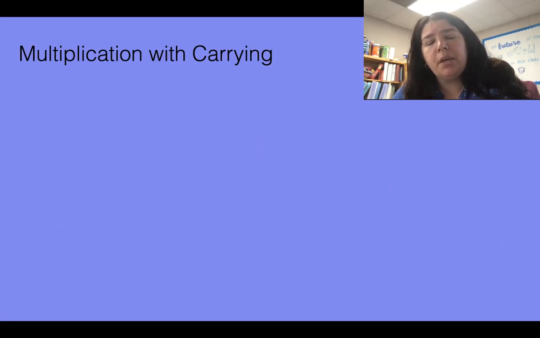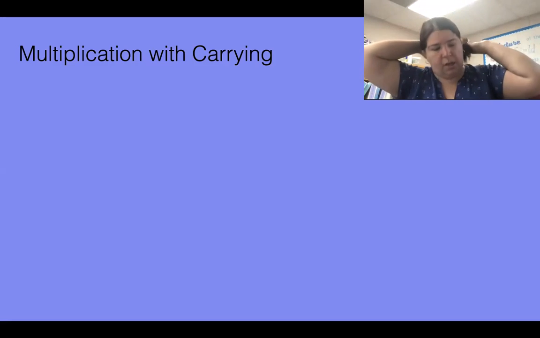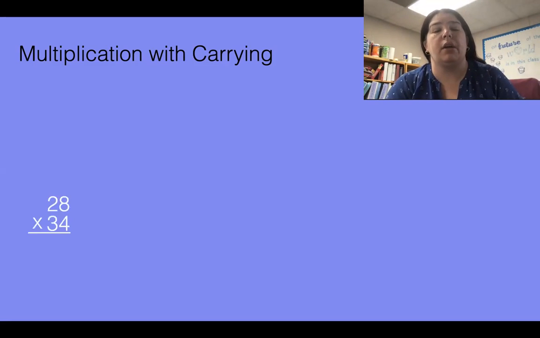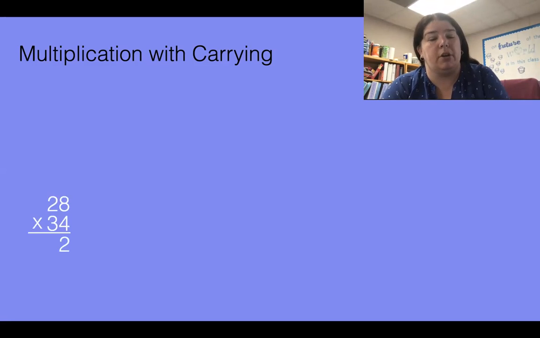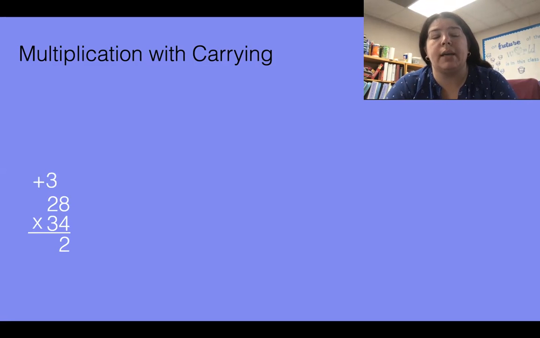Now we did this a little bit. We're also now going to do this where we're going to have to carry 2 times. We've done it where we had to carry 1 time. Now we're going to have to carry 2 times. Let's start off here. 8 times 4 equals 32. Put down your 2 and carry the 3.